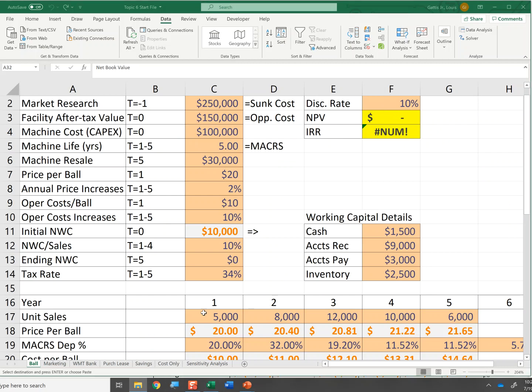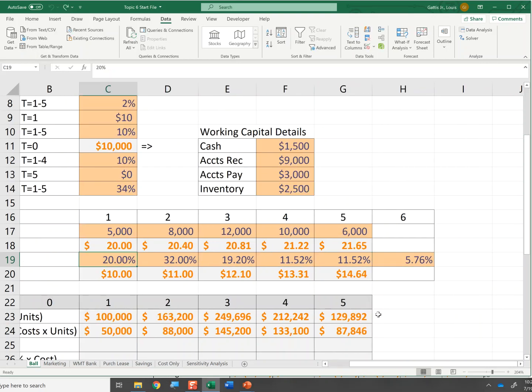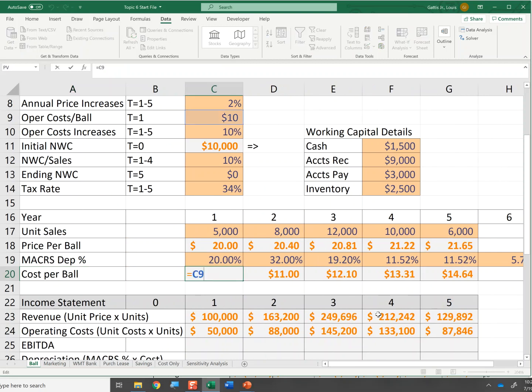So let's go ahead and do that. Some of it's done for you already. We're going to sell 5,000 balls in the first year, and that goes up to 8, 12, 10, and 6. The ball price is going to go from $20, increase by 2% a year, to go up to $21. And here's my accelerated depreciation percents by year, including the 6th year. And here's my operational cost per ball, increasing by 10% a year.